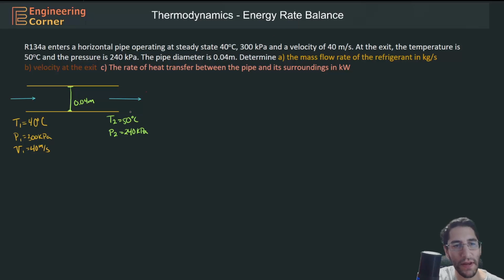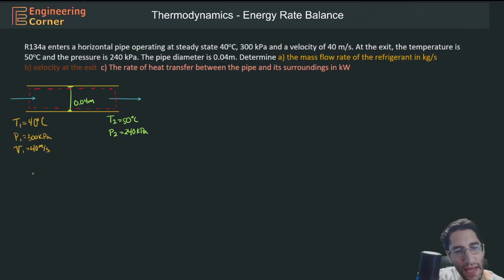So what I've done over here is draw out the problem with the given information, and we're going to define what our control volume is. Our control volume is going to be inside this pipe, and we're going to have one inlet and one outlet. I'm going to call my inlet state 1 and my outlet state 2. And right here, I'm just indicating what my control volume is.